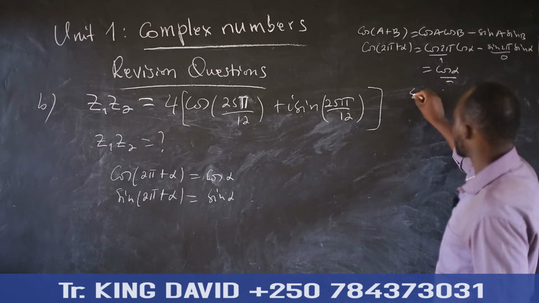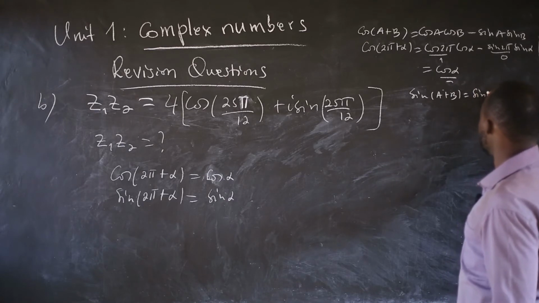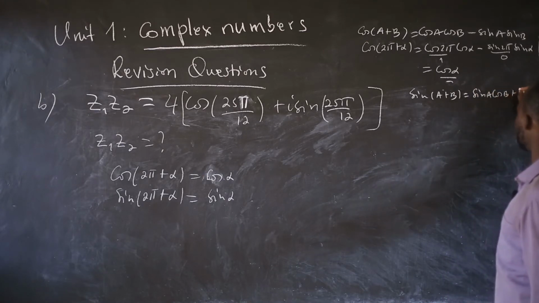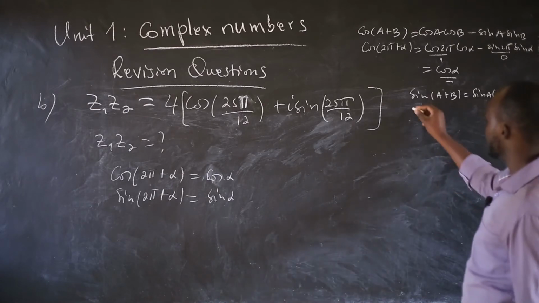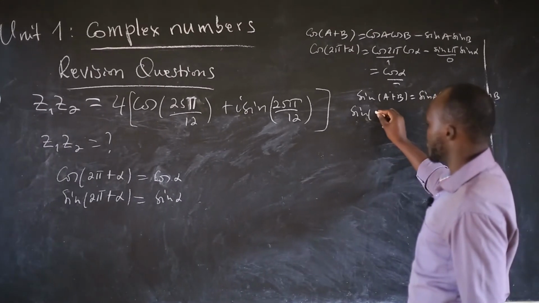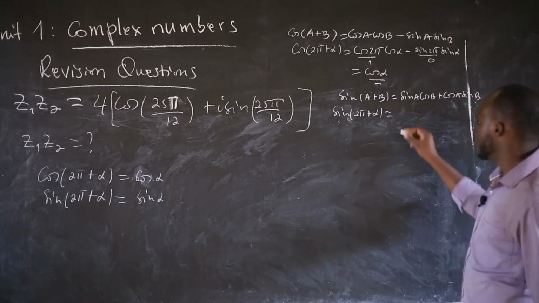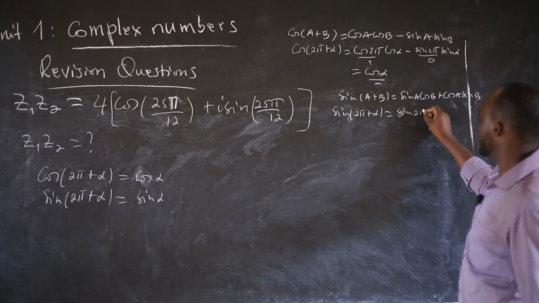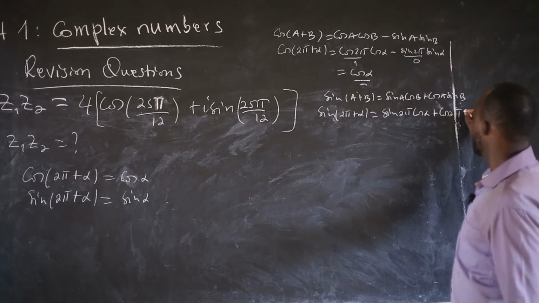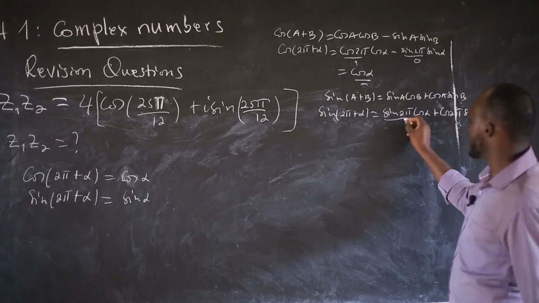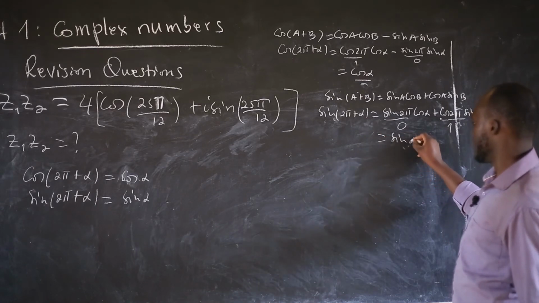Similarly, when you have sin(A plus B), this is sin A cos B plus cos A sin B. So sin of 2 pi plus alpha is the same as sin 2 pi cos alpha plus cos 2 pi sin alpha. So sin 2 pi is 0, cos 2 pi is 1. You see finally it is sin alpha.